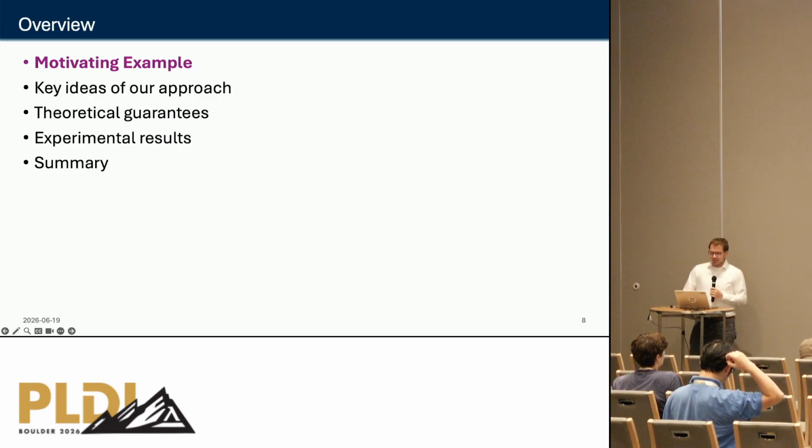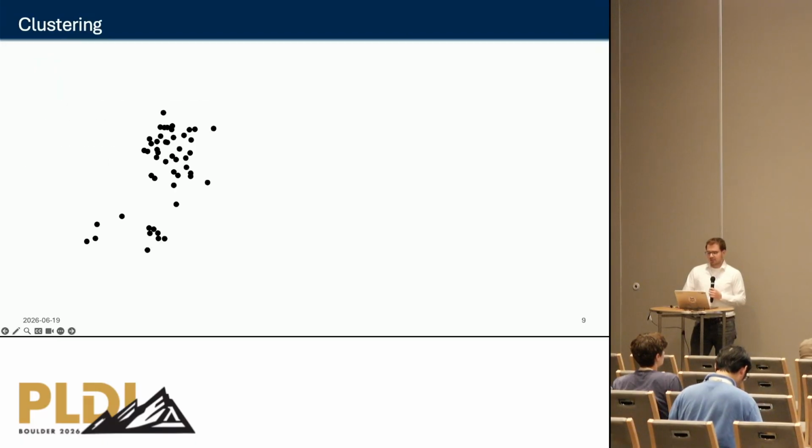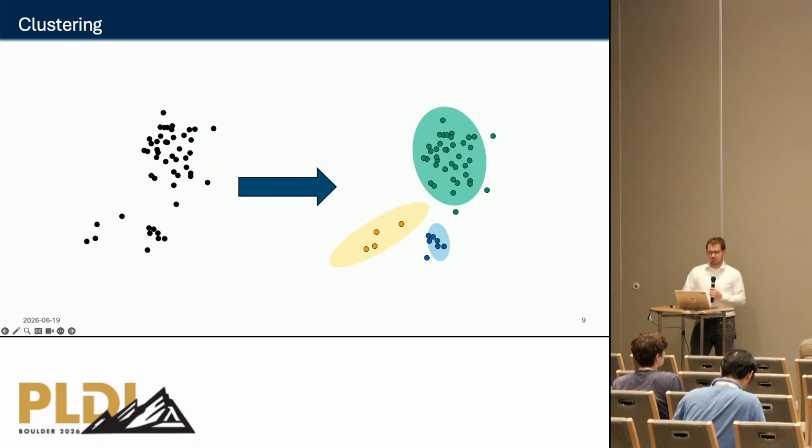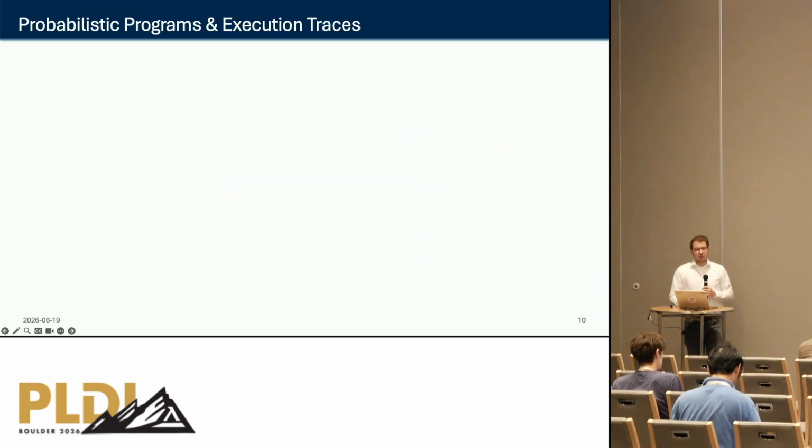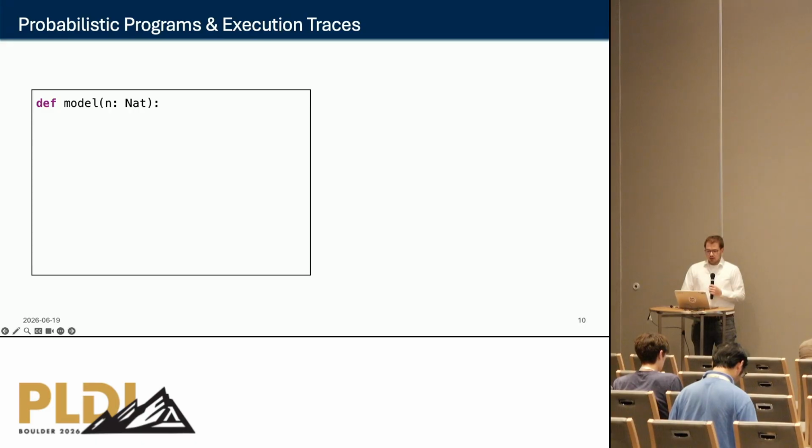But before I get into the details of our approach, let me give you a concrete example. Suppose you're given a set of data points, and you want to find clusters in them. One possible approach is to reason about how the data may have been generated. And for that, we're going to use a probabilistic program. A probabilistic program is an ordinary program extended with the ability to draw random values from a distribution. So given a number n of data points to generate, this program first samples the number of clusters from a geometric distribution, written with a tilde.